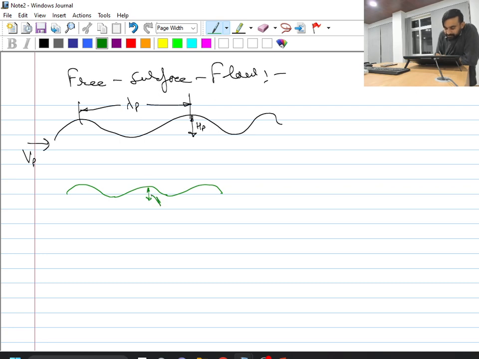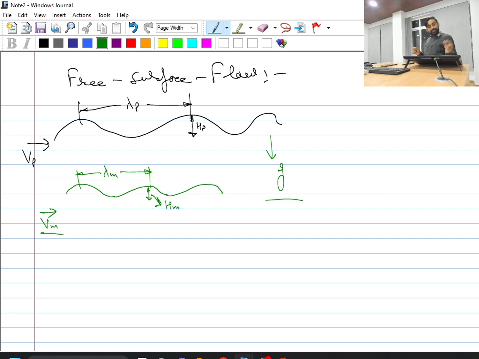say this is my equivalent model, which has amplitude of waves as hm, wavelength of waves as lambda m, and velocity of flow as Vm, and say we have the presence of gravity over here. So I am not interested in the minute features of the curvature, but I am interested in the relative importance between gravity and the flow inertia.